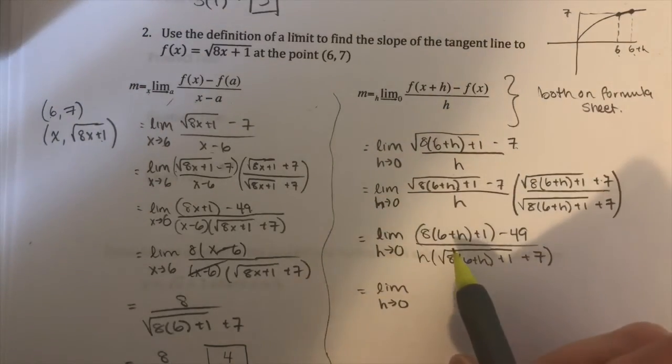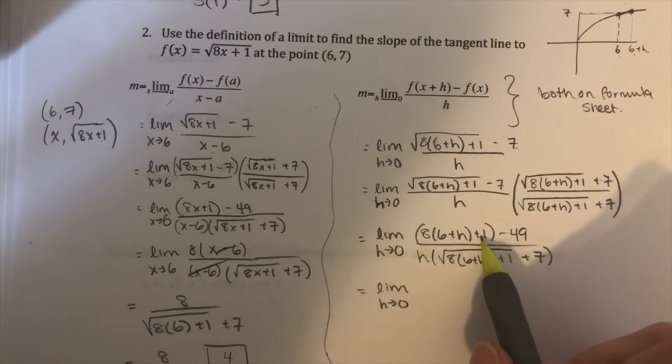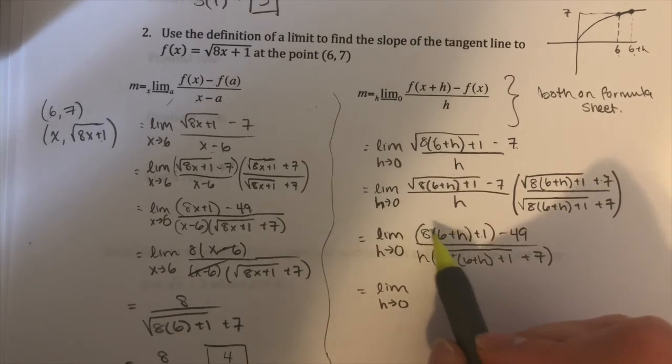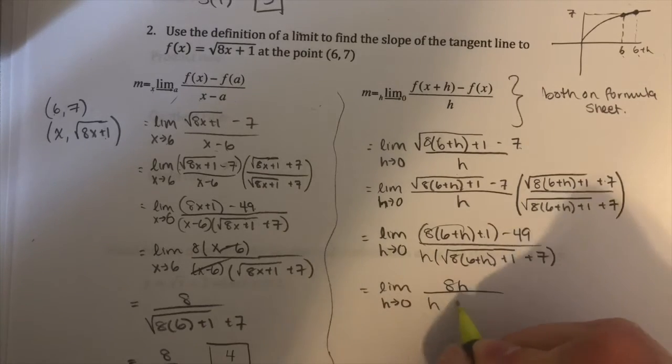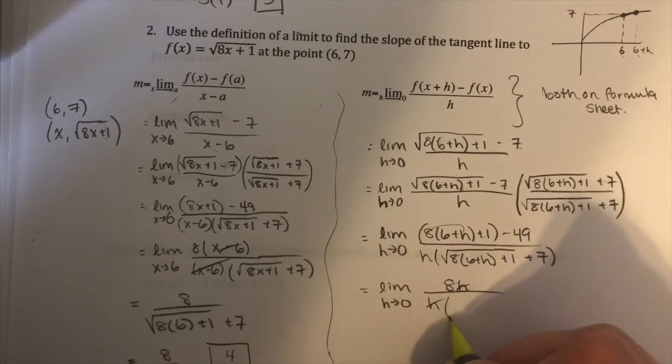So when we do this, we've got 8 times 6, which is 48, plus 1, which is 49. So all of that is going to cancel. So we're just going to be left with 8h on the top, and then h. Hey, look, those are canceling now.